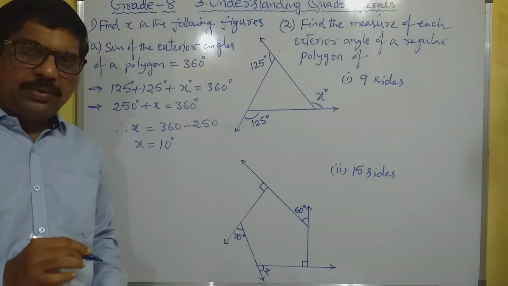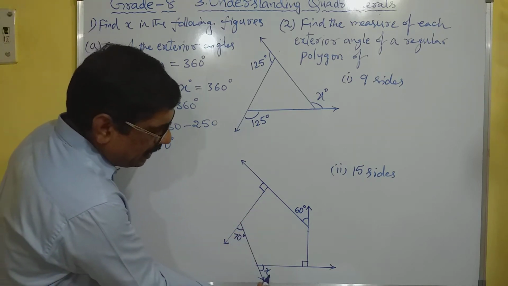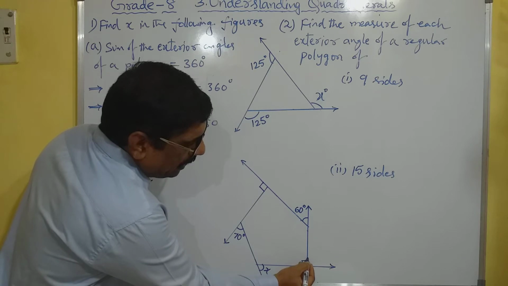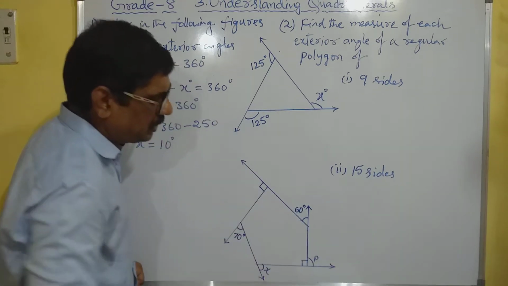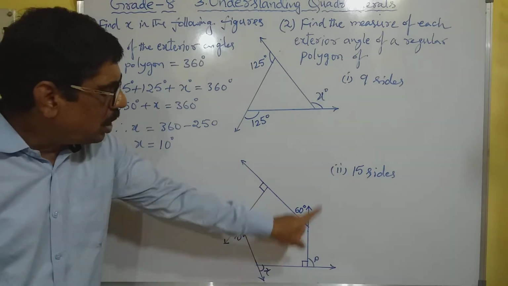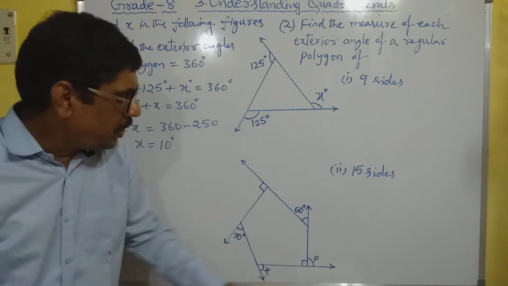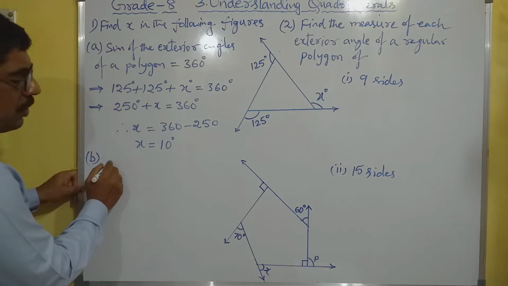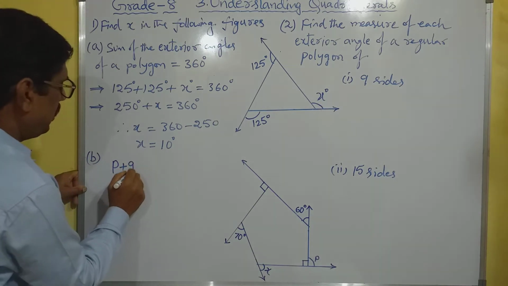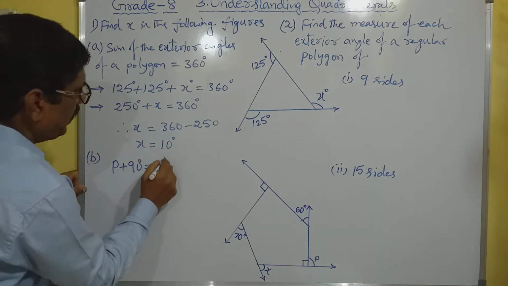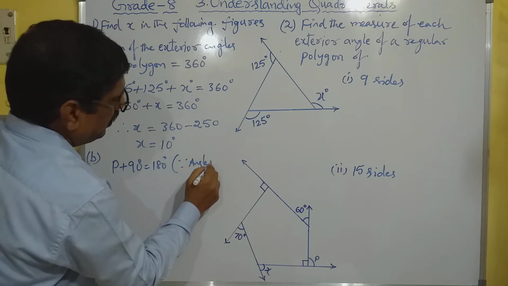Here also we have the exterior angles. Here it is 90, 70, x. We don't know this angle, so let us take it as P, and 60 degrees. Here all the angles are given, but the unknown angle is P. What would it be? P plus 90 is equal to 180. Why? Because the angles are in a linear pair.